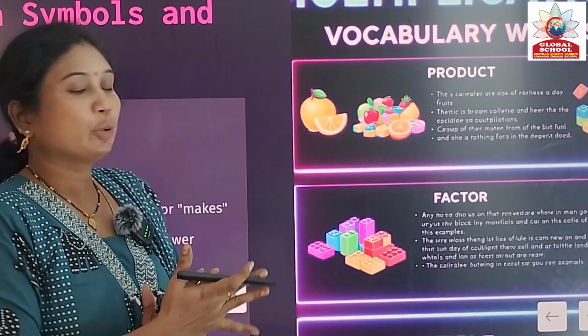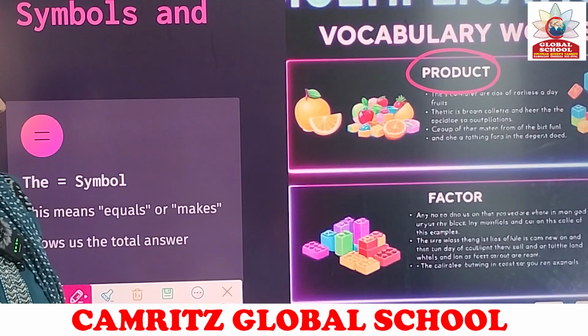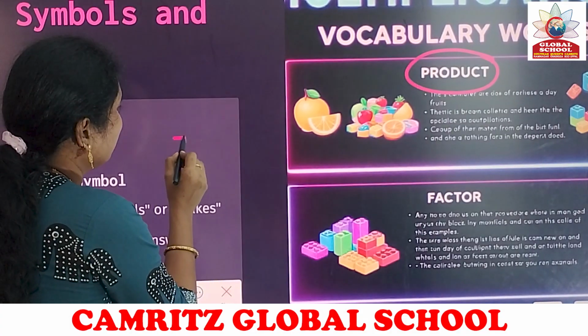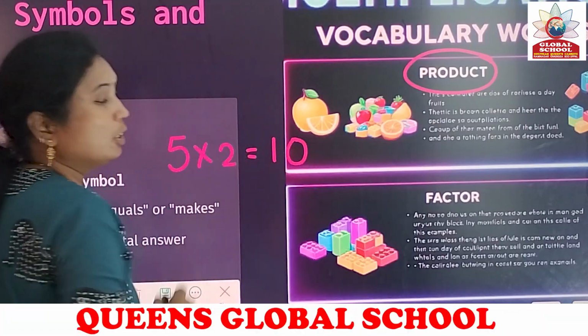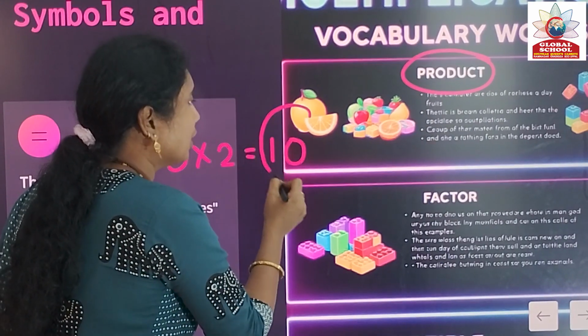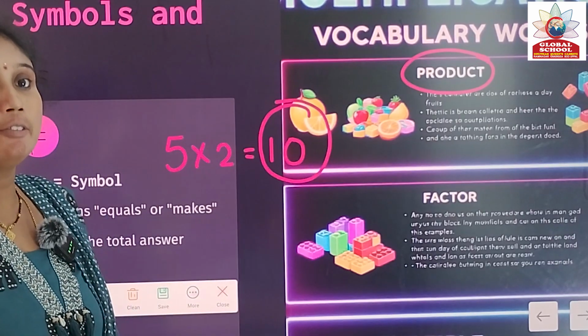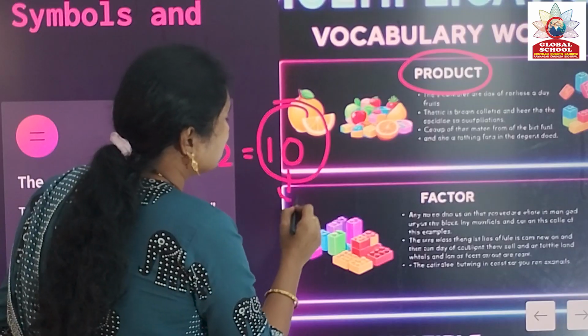Now I am going to teach about product. What is product? For example, 5 2s are 10. In a multiplication, when we are multiplying two numbers, the answer we get is called a product.